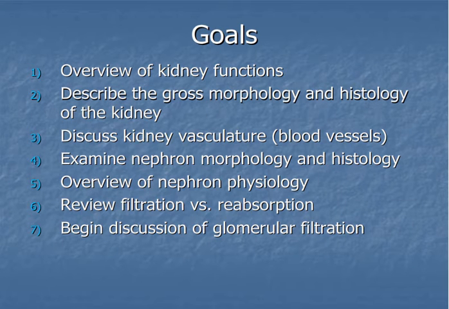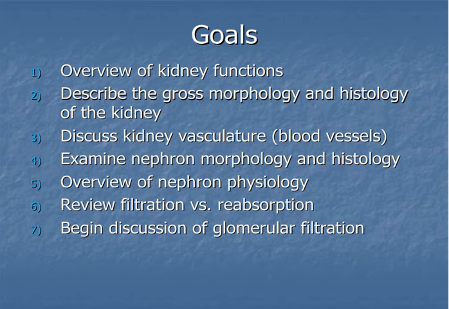So in today's lecture, we're going to have an overview of kidney functions. We're also going to talk about the gross morphology and histology of the kidney, and also discuss the vasculature, or blood vessels, that surround the kidney. We're going to talk about nephron morphologies. Nephrons are the functional units of kidneys, and we'll also talk about nephron physiology. And finally, we're going to review filtration and reabsorption, the two processes by which nephrons within the kidney actually clean our blood. And finally, we're going to start a discussion about glomerular filtration, which will continue on into our next lecture.